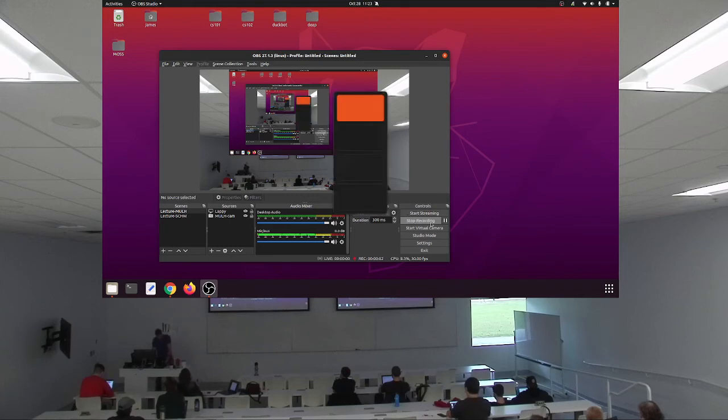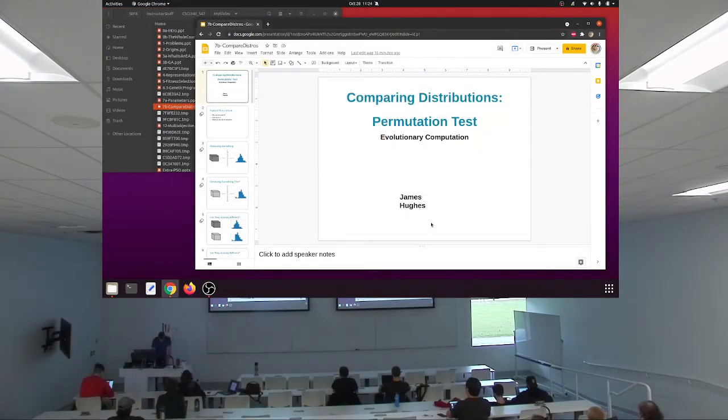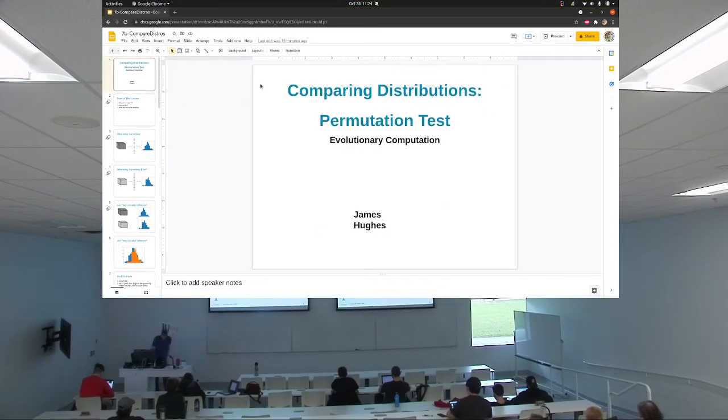Okay, we're going to be talking about how to compare distributions. First thing I'll say is I will be using the slides in this mode, as annoying as it is. That's deliberate because I have notes and I can't see the notes otherwise.